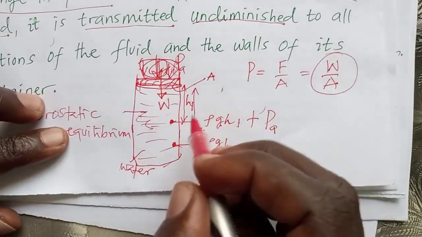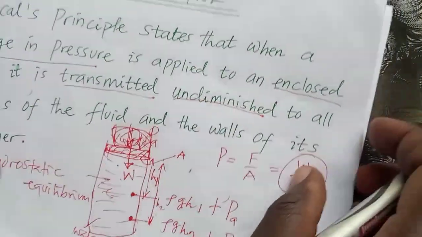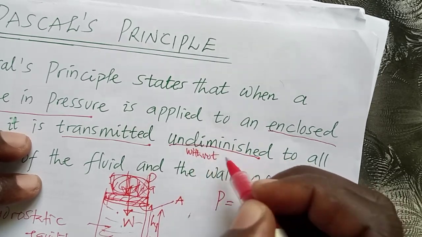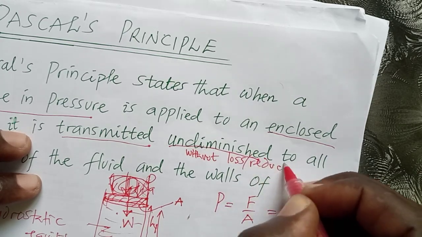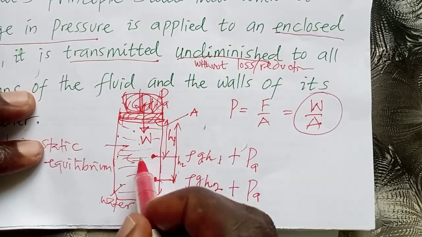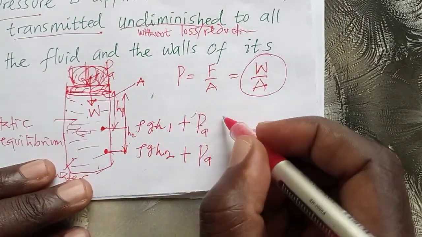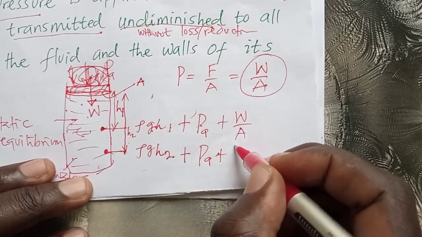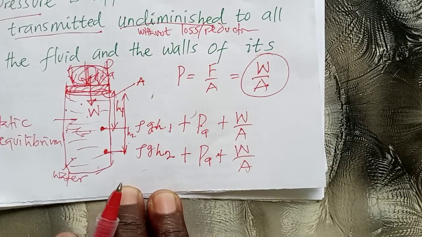Now, this change in pressure will be transmitted to the fluid undiminished, meaning without loss. Nothing is lost. Nothing is reduced. All of it will affect all points in the liquid. This means at this point that we say the total is this and this, we will say plus W over A, and at this point we will also say plus W over A. It will not be lost at all.